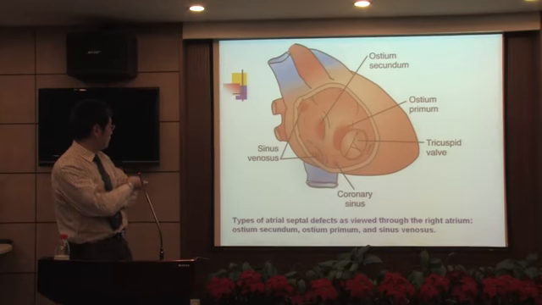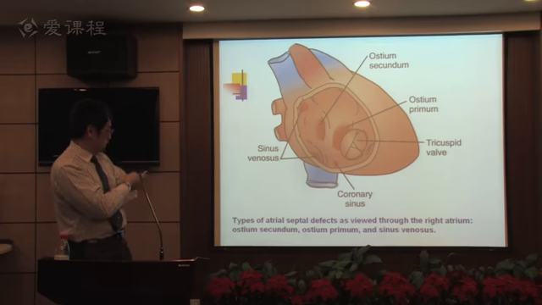So this is the figure of the types of atrial septal defects as viewed through the right atrium. We can see the ostium secundum, ostium primum here, and the tricuspid valve. This is the coronary sinus, and the sinus venosus like this here.